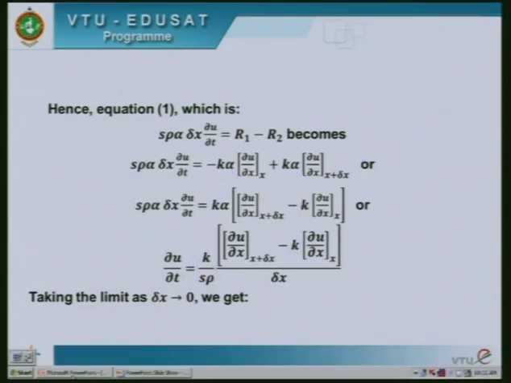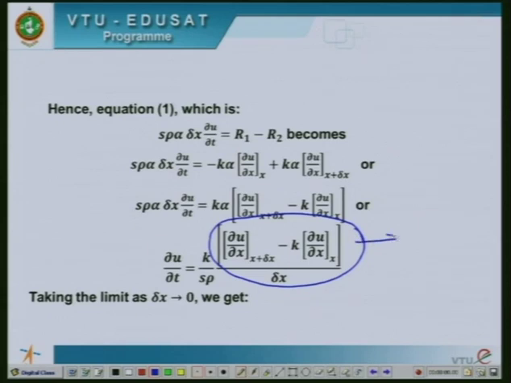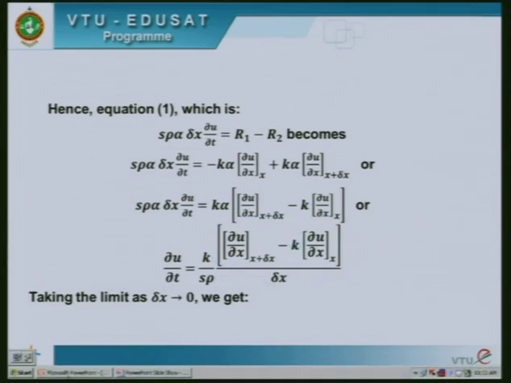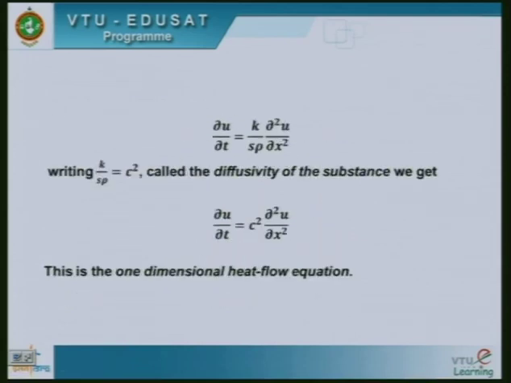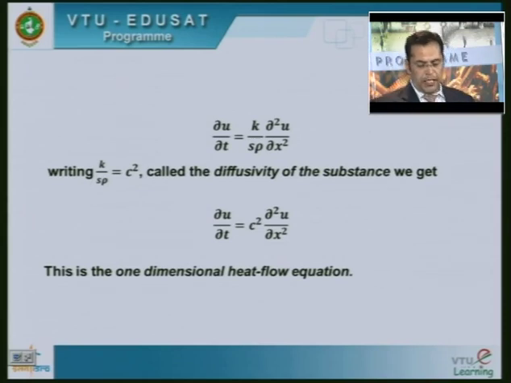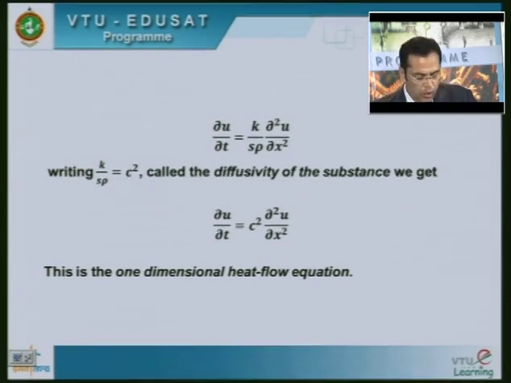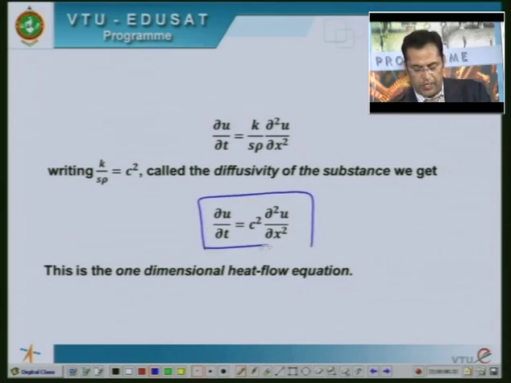Now, as you take the limit delta x tending to 0, as was explained in our previous derivation, this expression here tends to the second order partial derivative dou square u by dou x square. These k values are absent, they are the common factors removed. So, you end up with the equation dou u by dou t equal to k by s rho into dou square u by dou x square. Finally, writing k by s rho equal to c square, called the diffusivity of the substance, we get dou u by dou t equal to c square into dou square u by dou x square, which is called the one dimensional heat flow equation.